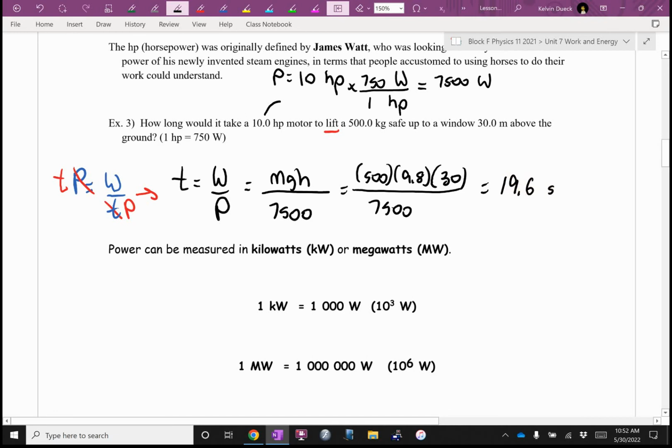What if you need it done faster? It's impossible. You need to get a more powerful motor.